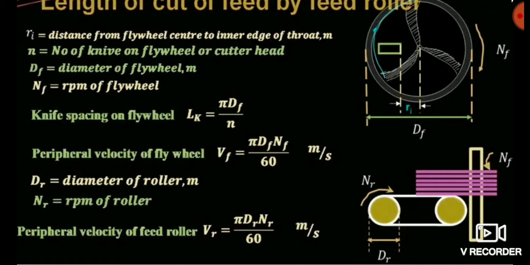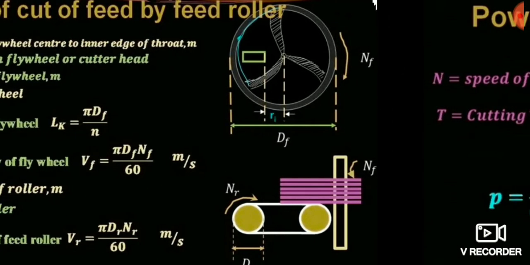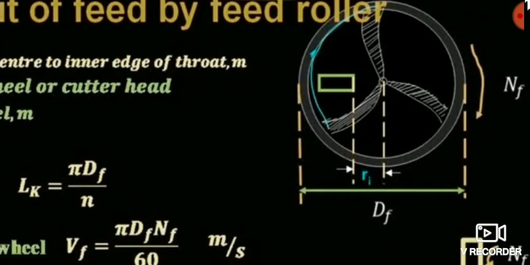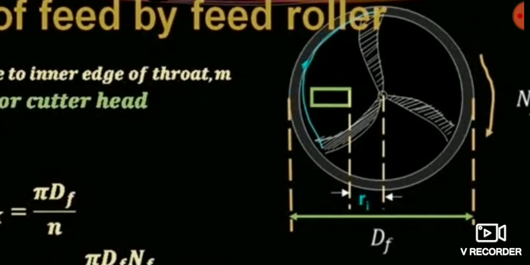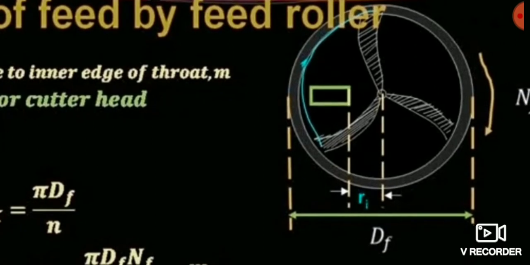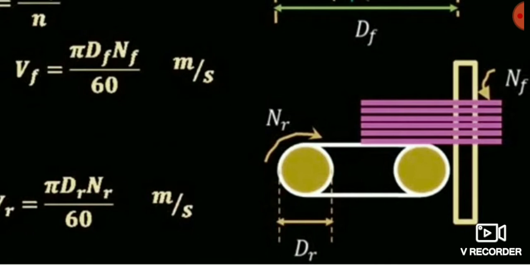And friends, flywheel is nothing but, I think some of you have seen, those who are from village area have seen the flywheel in the villages, that the flywheels have 2, 3 or 4 knives. Here you can see that in this figure there are 3 knives present on the flywheel. You can see here the flywheel, the circular one is flywheel. I will zoom the figure. Here you can see that friends, there are 3 knives present on this flywheel. So this is our flywheel and this is our feed roller.